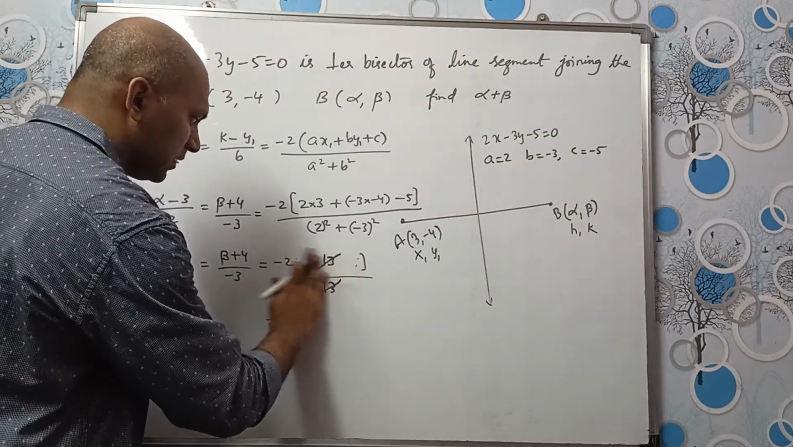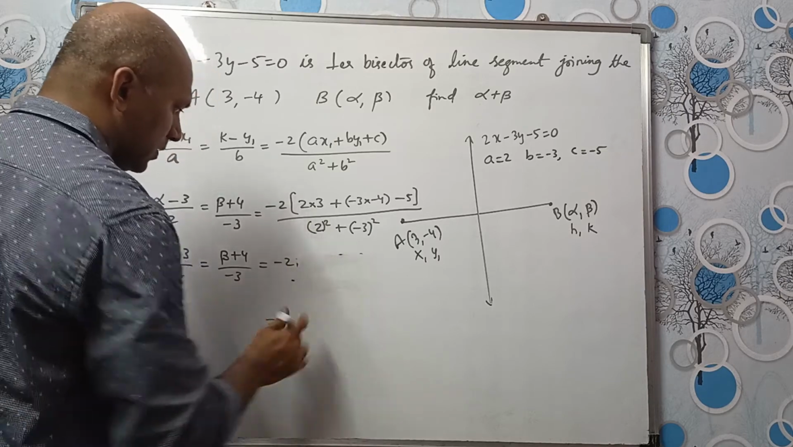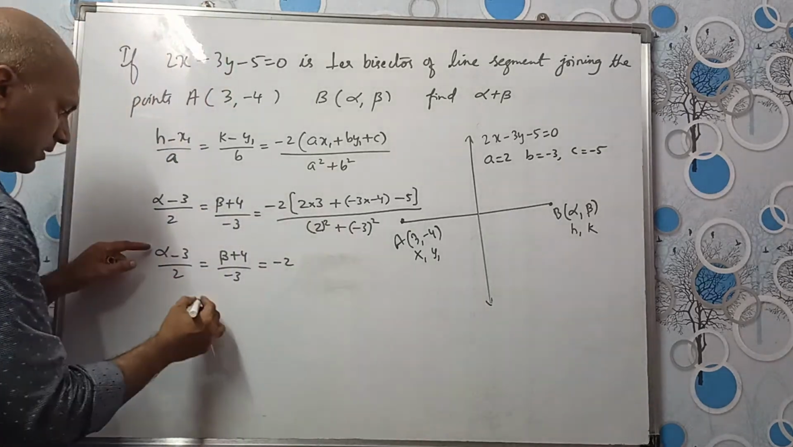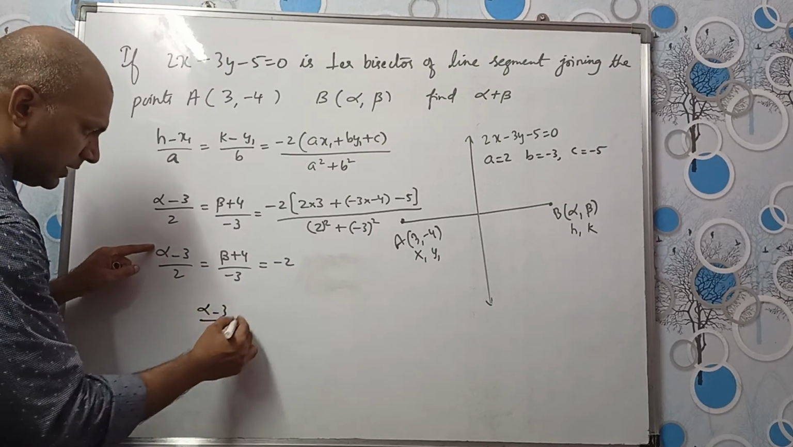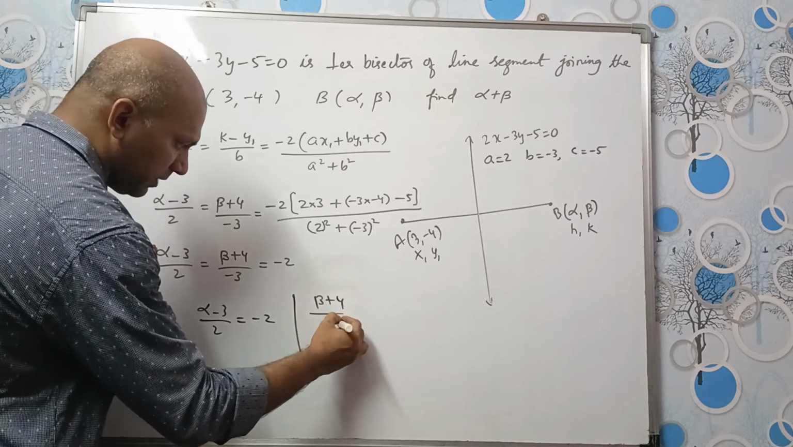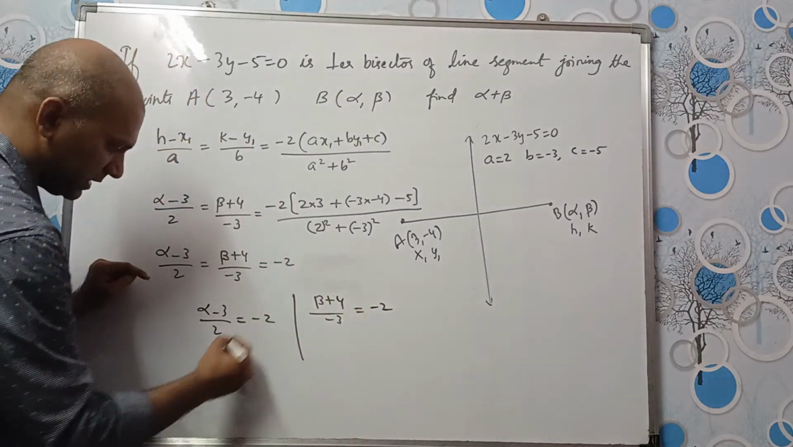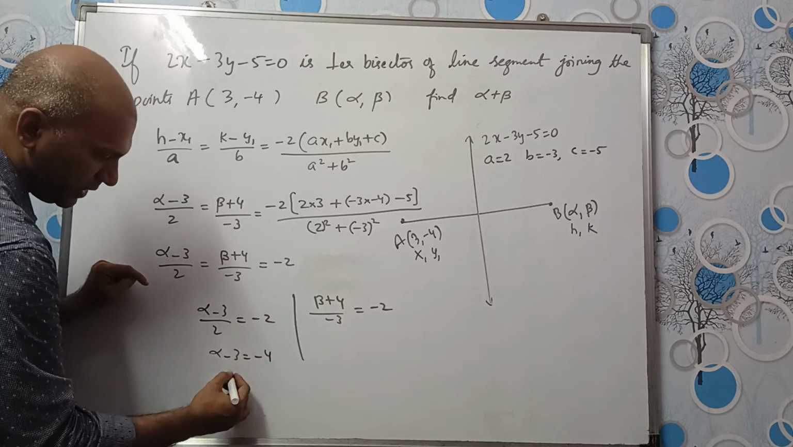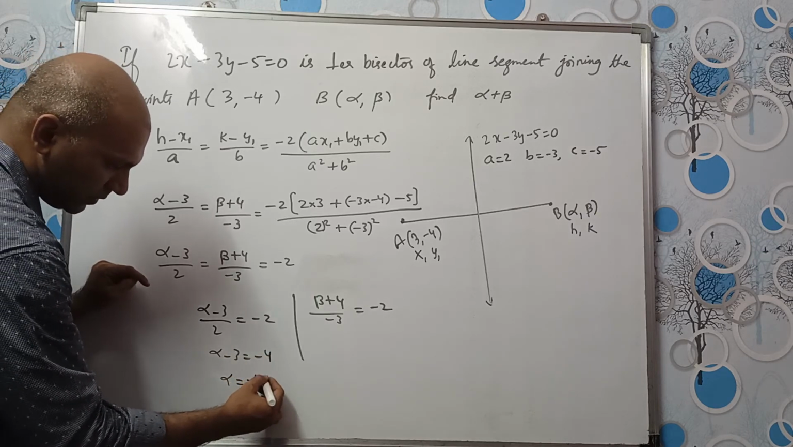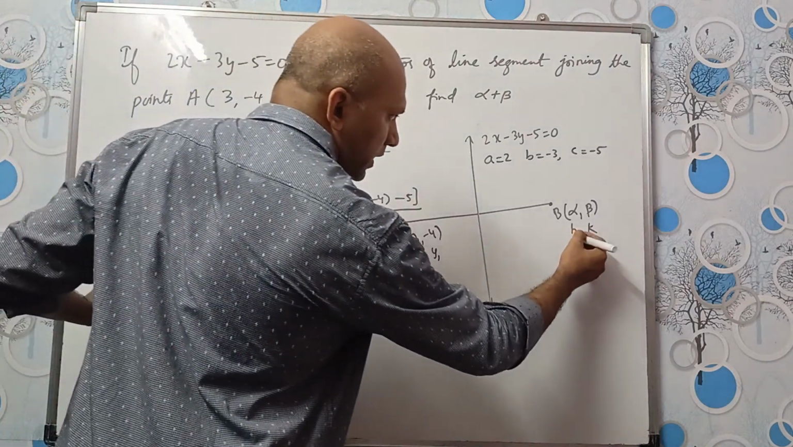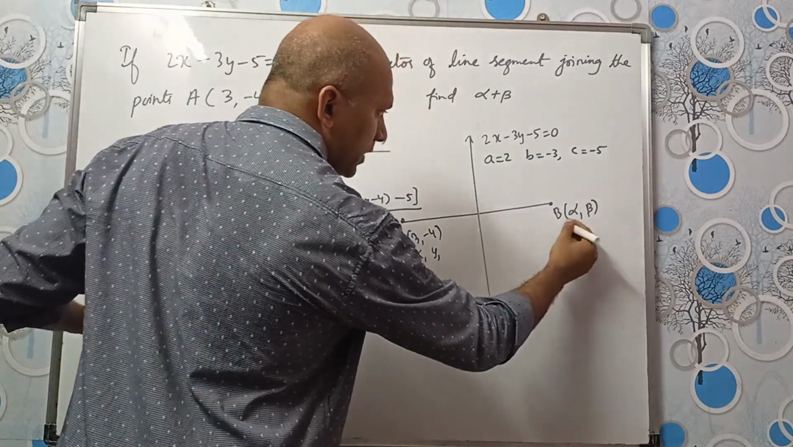So this 13 will get cancelled, right? What do we have? We have only minus 2 here. Alpha minus 3 by 2 is minus 2. Beta plus 4 by minus 3 is minus 2. Let us find alpha minus 3. 2 goes on the other side, it will multiply, so it is minus 4 plus 3. Alpha is minus 1. So alpha is minus 1.